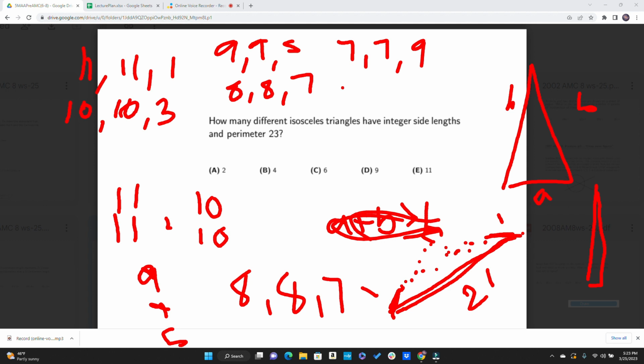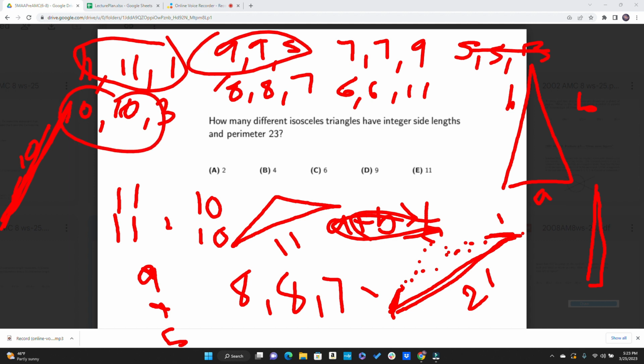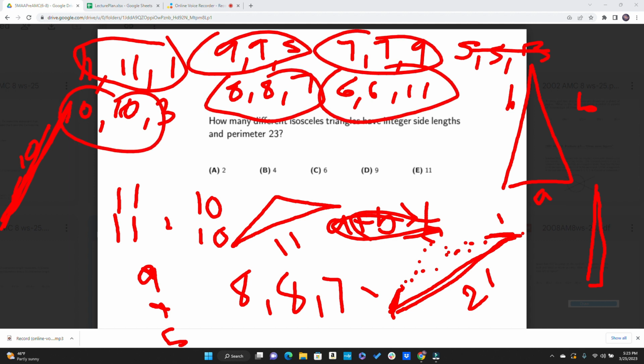What about 6, 6, and 11? That still works, because our two sides that are equal will add up to 12, so they'll touch, and the other side will be 11. Our next one, though, 5, 5, and 13, doesn't work. Because 5 and 5, even if they're attached in a straight line, only make a length of 10, not 13, so they couldn't connect. So we've got 1, 2, 3, 4, 5, 6 cases that work. Answer choice C.